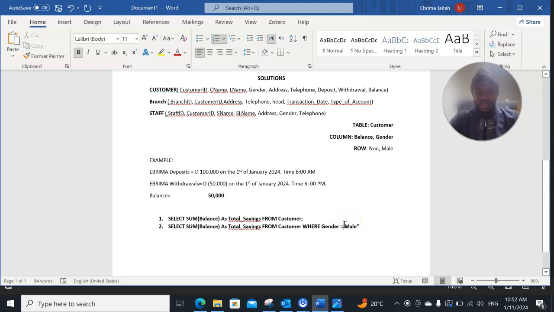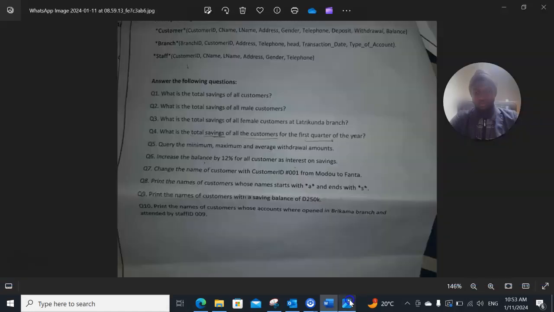Okay, so this is supposed to be under quotation, because male is a character or a string. So in SQL, when you are writing your row, when it is in the form of a character, a letter or a string, you put it in quotation so that it can be recognized by SQL. And then your semicolon. So select sum of the balance as total savings from customer where gender equals male. Are we together?